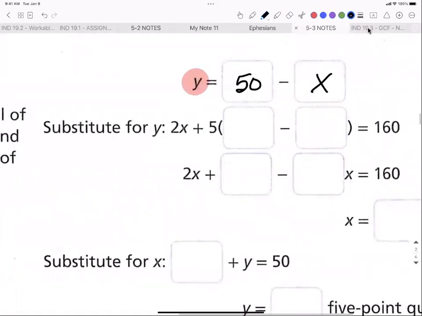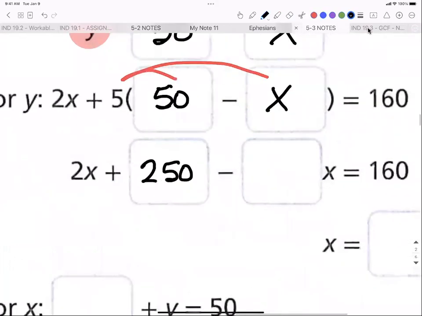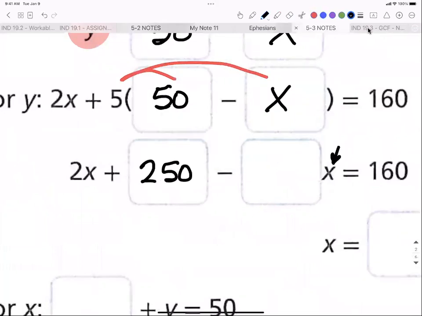Now we're going to substitute into the other equation. The other equation was 2X plus 5Y equals 160. Well, in place of the Y, I'm going to put my clue, which was 50 minus X. And now I'm going to distribute. So 5 times 50 is 250. And 5 times negative X, now notice they already have the X here. So 5 times negative X is negative 5X.